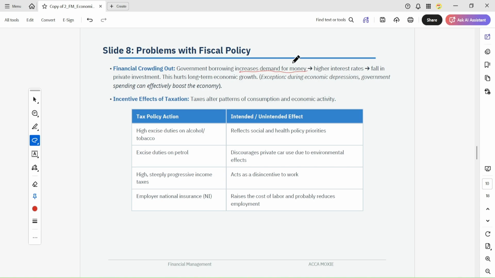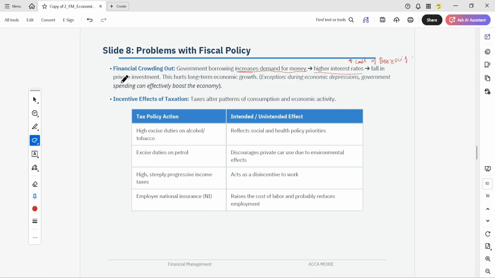Okay, so because the government borrows in a very large amount, the government's borrowing requirement is also very high. When the government borrows a very high amount, this increases the demand for money. When the demand for money increases, the bank will charge higher interest, and this higher interest will mean that the cost of borrowing for the companies will increase.